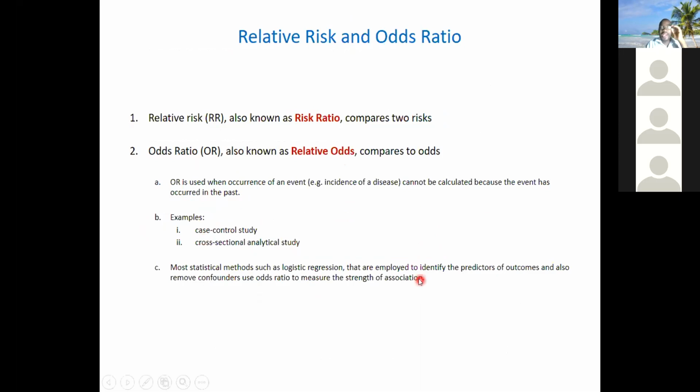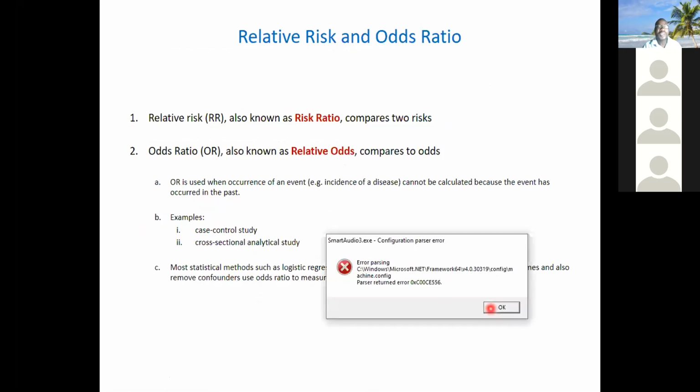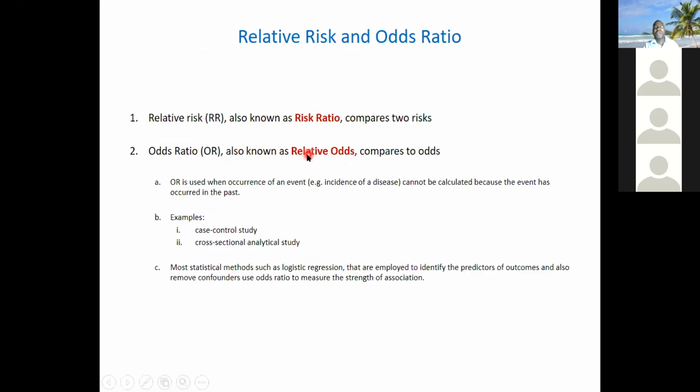Now, let's talk about relative risk. We are talking about odds and risk now. Let's see the way it works. Relative risk is also known as risk ratio. When you say ratio, it is what you get, if you remember your physics, when you divide two quantities of the same unit. These two quantities of the same unit, you divide them, you get a ratio.